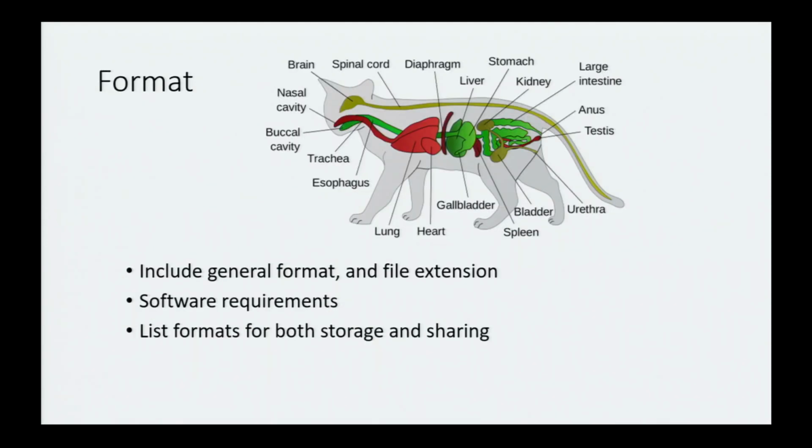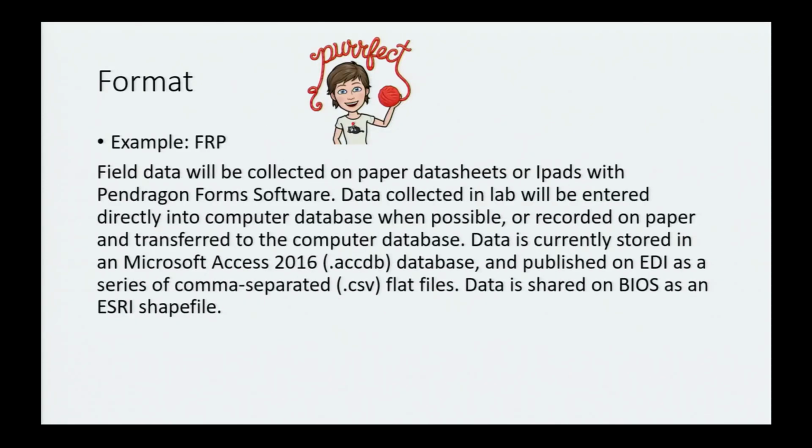Okay, final couple of things. Format, pretty basic. You want to include both the general format, like it's an Access, or general format, it's a relational database, and file extension, .accdb or whatever it is. If there's any special requirements that a user would need to open and access the data. And it's a good idea to say both the format that you're storing your data in locally and how you're sharing it, if those are different.